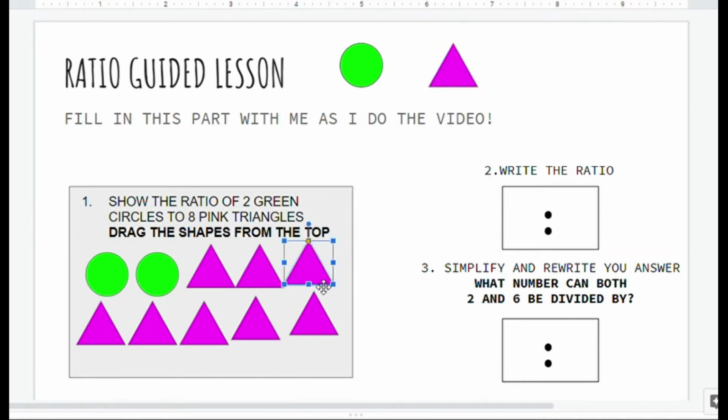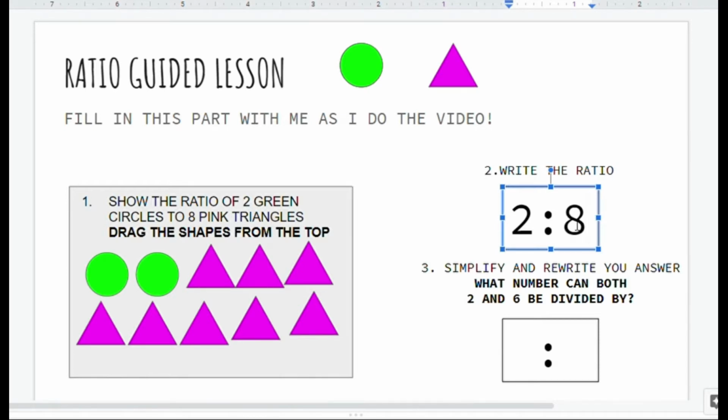Okay, so now I've got this ratio right here. Now they want me to write the ratio. Going back to my problem, what is the first thing that they're asking me for? Green circles. How many do I have? 1, 2 green circles. Now, how many pink triangles do I have? 1, 2, 3, 4, 5, 6, 7, 8. So my ratio of green circles to pink triangles is 2 to 8.